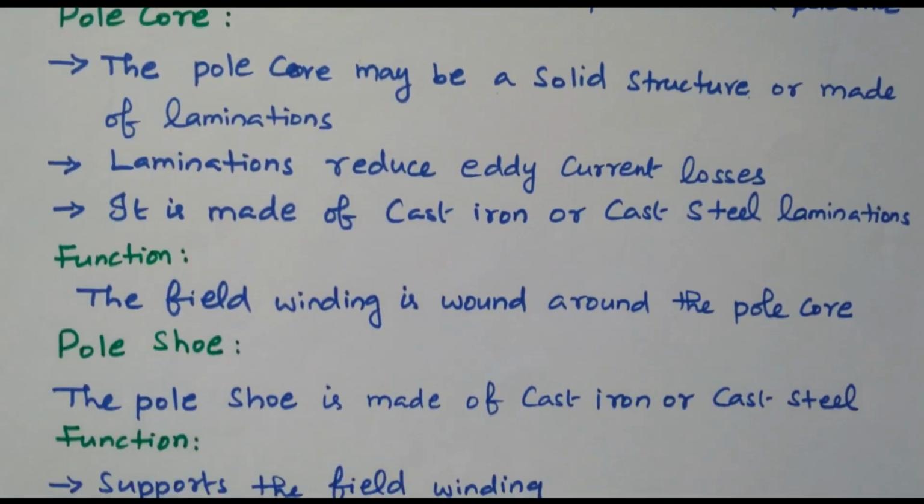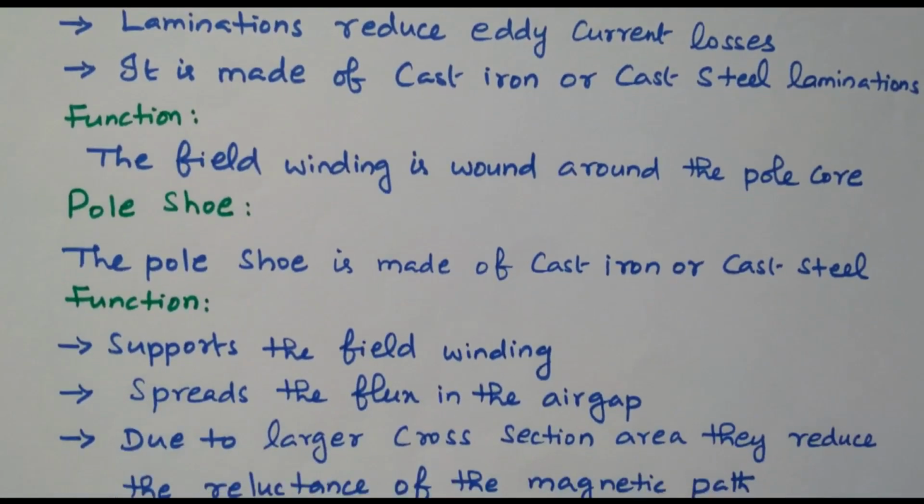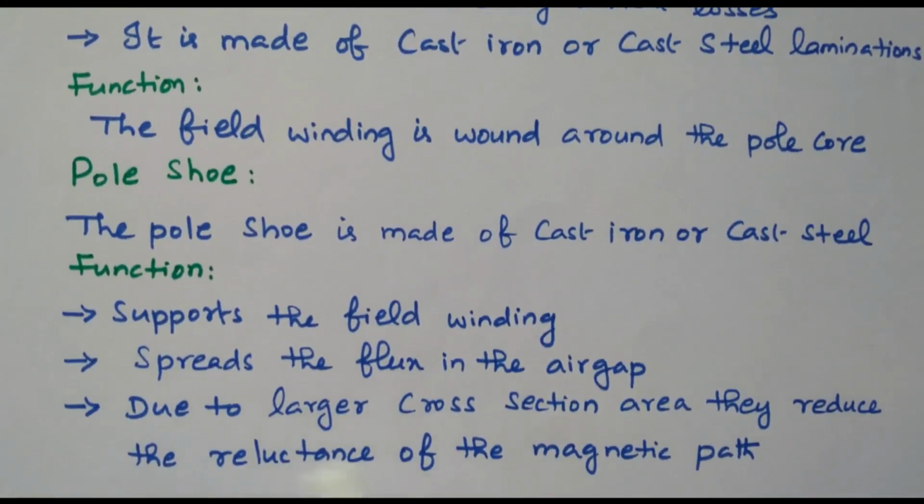Then the pole shoe. The pole shoe is made up of cast iron or cast steel. What is the function of this pole shoe? It supports the field winding and spreads the flux in the air gap. Due to its larger cross-sectional area, it reduces the reluctance of the magnetic path. So, it will spread the flux in the air gap and also reduce the reluctance of the magnetic path.